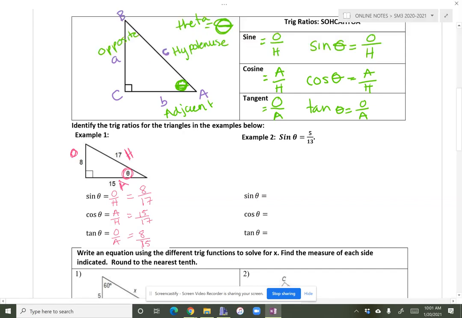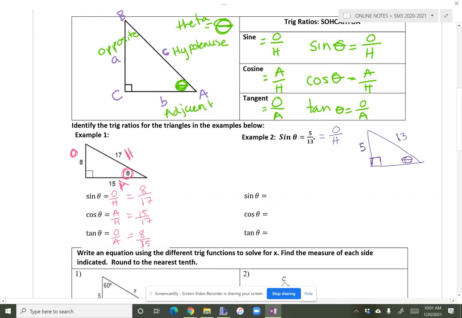This one says, if the sine of theta is 5 over 13, find the rest of them. So we know that this is O over H. I'm going to draw a triangle, and I'm going to put theta right here. If that's the case, then the opposite would be 5, and the hypotenuse would be 13.